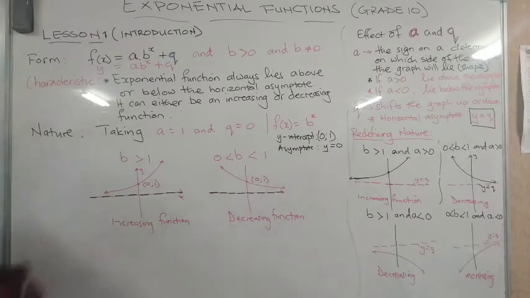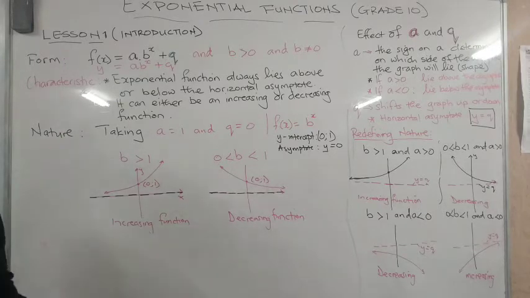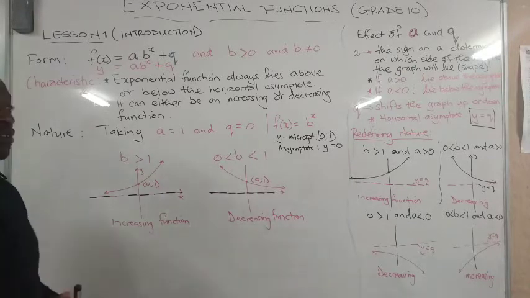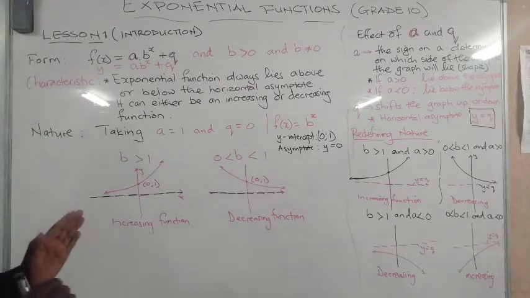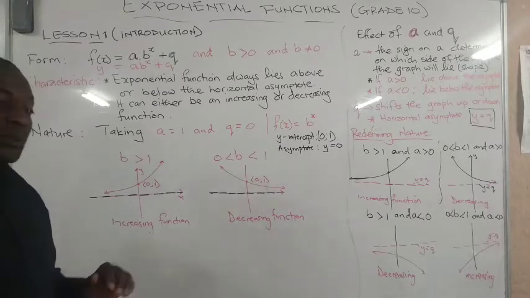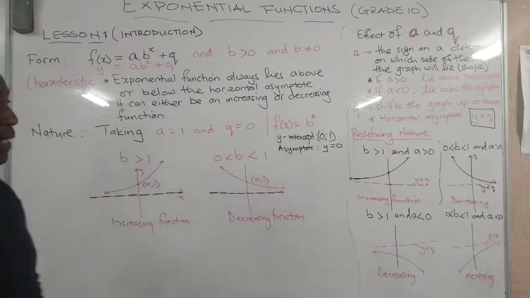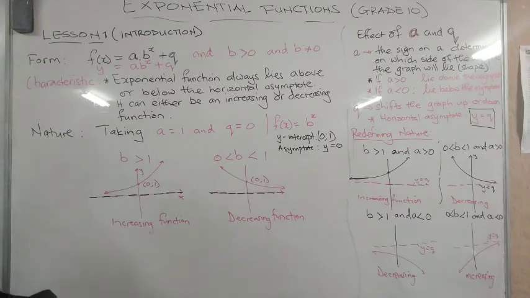So what are the characteristics of this function if it comes to drawing the graph? You see that exponential functions will always lie above or below the horizontal asymptote. Exponential functions have one asymptote, which is the horizontal asymptote. It can either be a decreasing function or an increasing function, depending on the parameters that you are having.